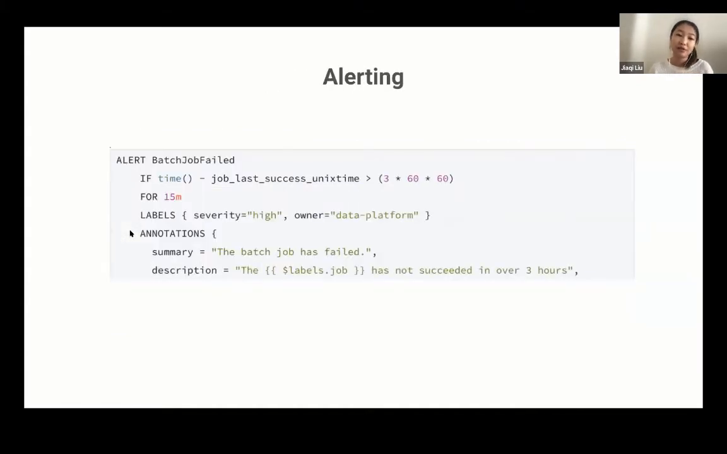This means that I can write an alert to calculate based on when the last time the job was successful. So if the last time the job was successful was within a 3-hour period, then that's tolerable for me. But if it's greater than 3 hours for the duration of 15 minutes, this alert will trigger at a severity of high and be assigned to this data platform owner with the summary and description below. So this allows me to set a threshold for here's what I expect the most recent job to have happened within the last 3 hours. And if it's beyond that, I want to be alerted.